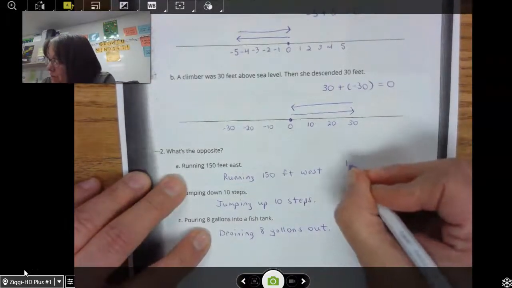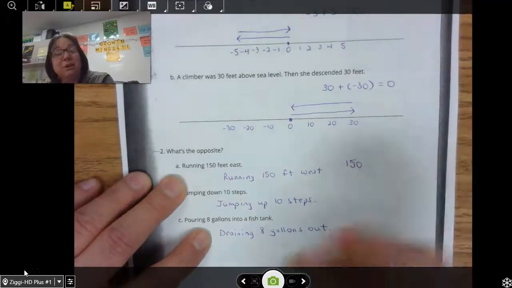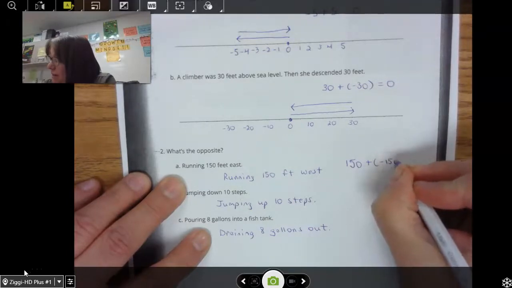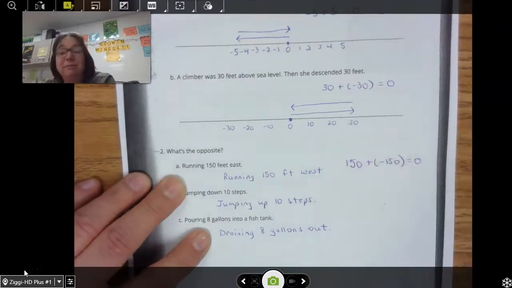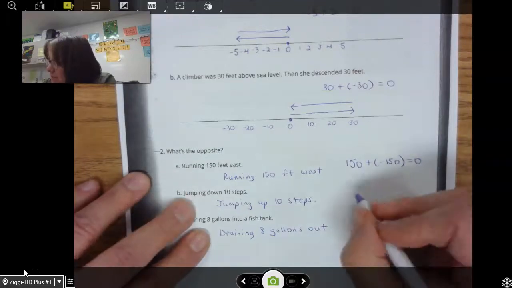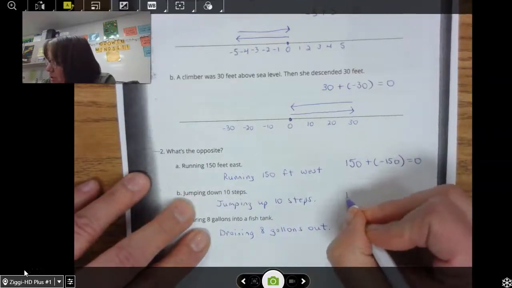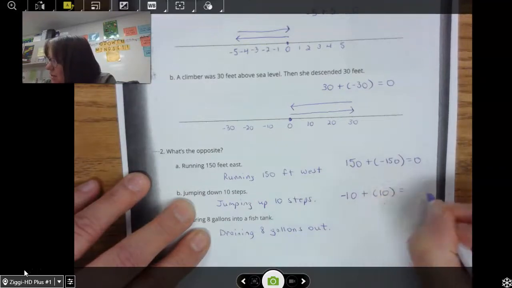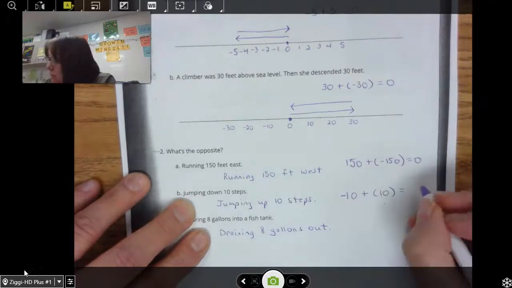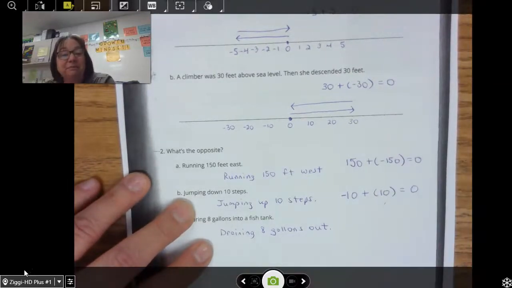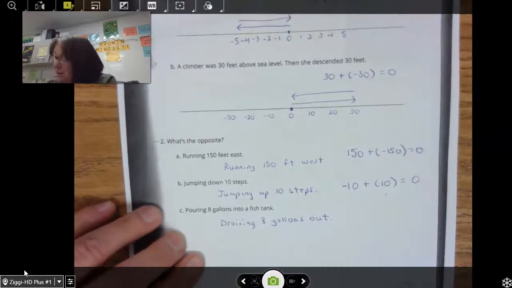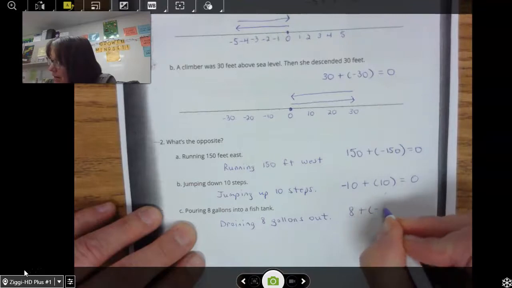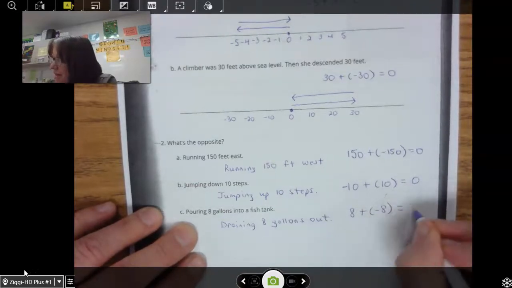Okay, I could write addition expressions to represent these as well. We went 150 feet east, which is the same as going to the right. That would be a positive number. If we come back left, we're adding a -150 and we get 0. If we jump up 10 steps, well, we jump down first, and now we're going to add a +10. -10 plus +10, we're back where we started, which would be 0. If we pour 8 gallons into a fish tank, we have a +8, and then we drain out 8, that would be adding a -8. 8 plus -8 is 0.